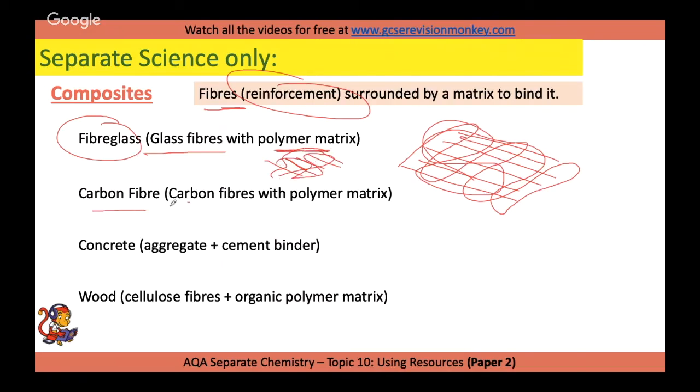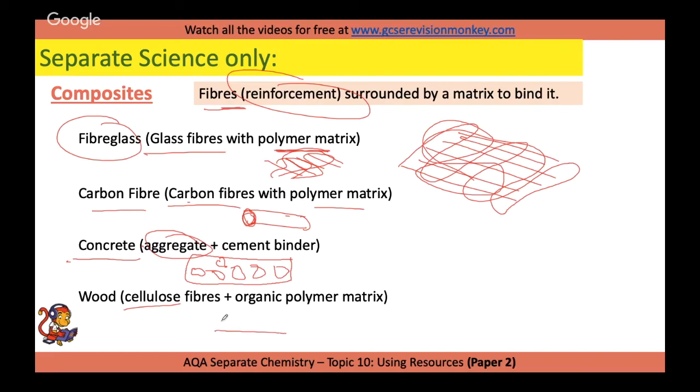Carbon fibre is carbon fibres, or could be nanotubes. They could make an appearance again from paper 1. Nanotubes with a polymer matrix. Concrete is a mixture of aggregates, so small rocks and things like that, acting as our reinforcement, and our cement over the top will bind that all together to make our concrete. And wood has natural cellulose fibres and an organic polymer matrix that binds all of those together.